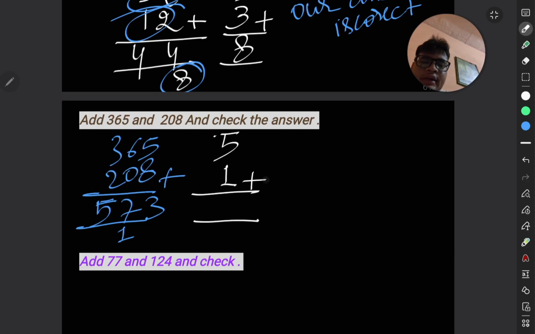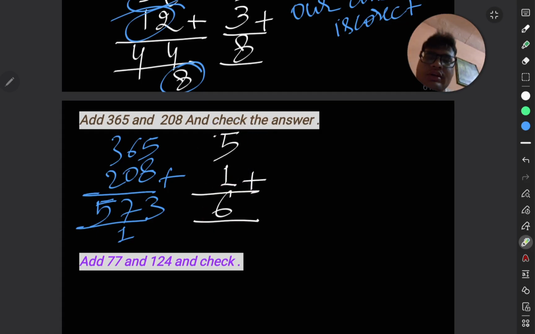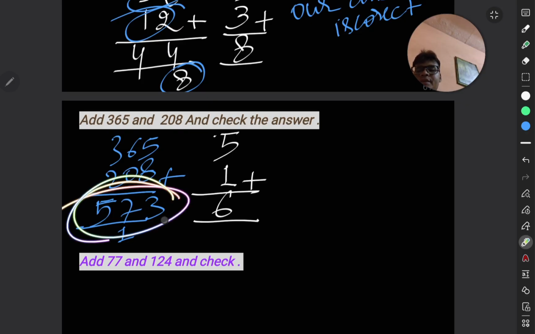Okay, now we will add these two digit sums. So here 5 and 1. We will add this 5 and 1. 5 plus 1 will be 6. Yes, so this is the sum of these two numbers which took part in the addition. Now we have to find the digit sum of the final answer.